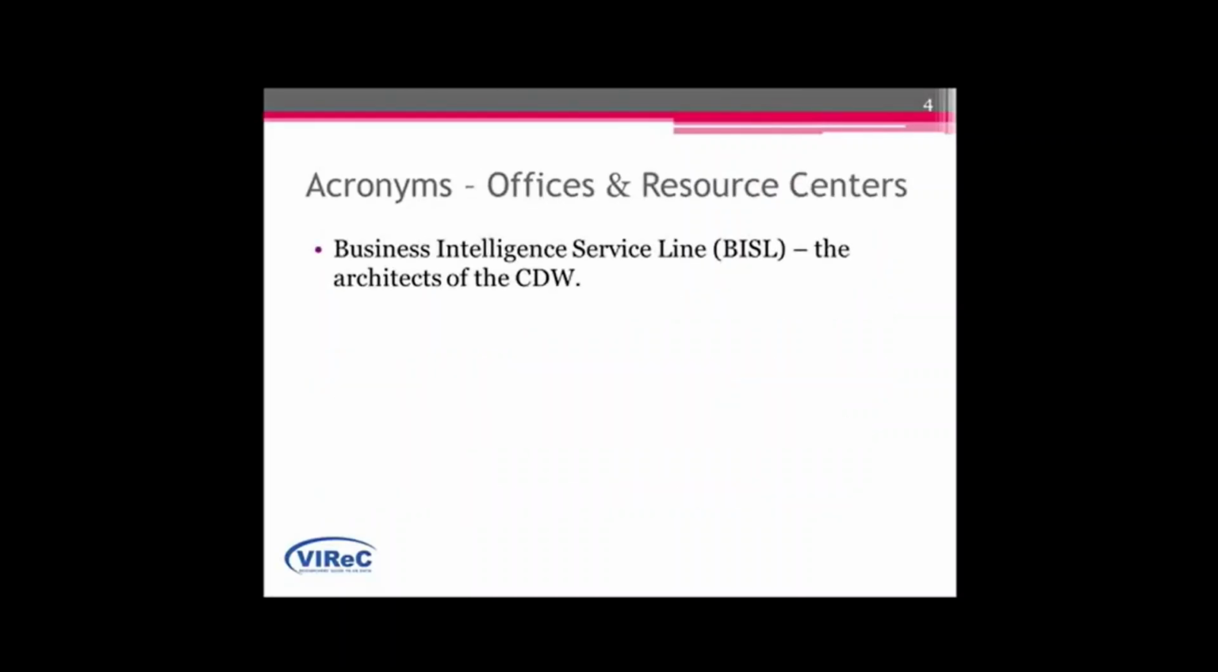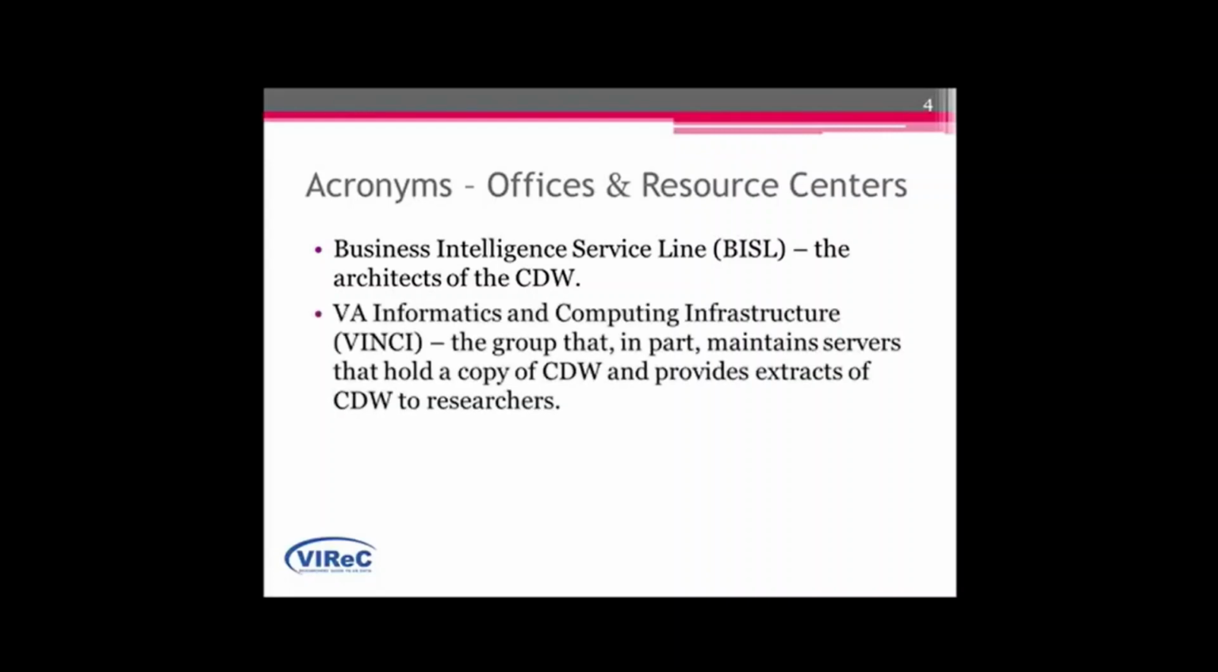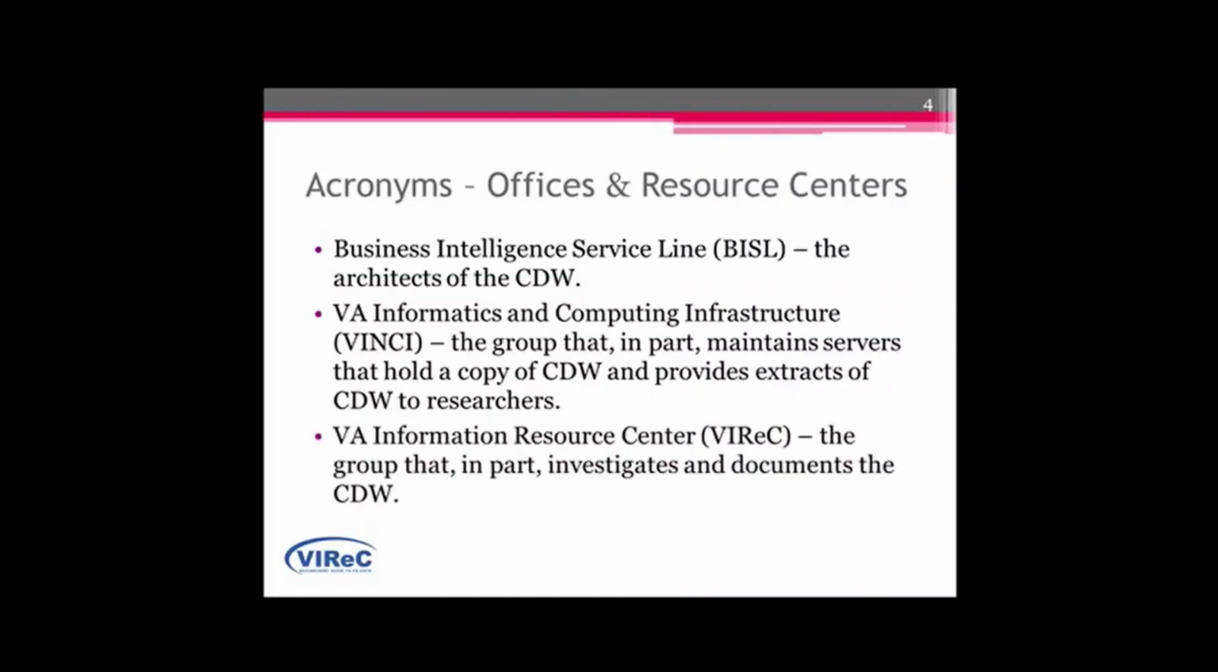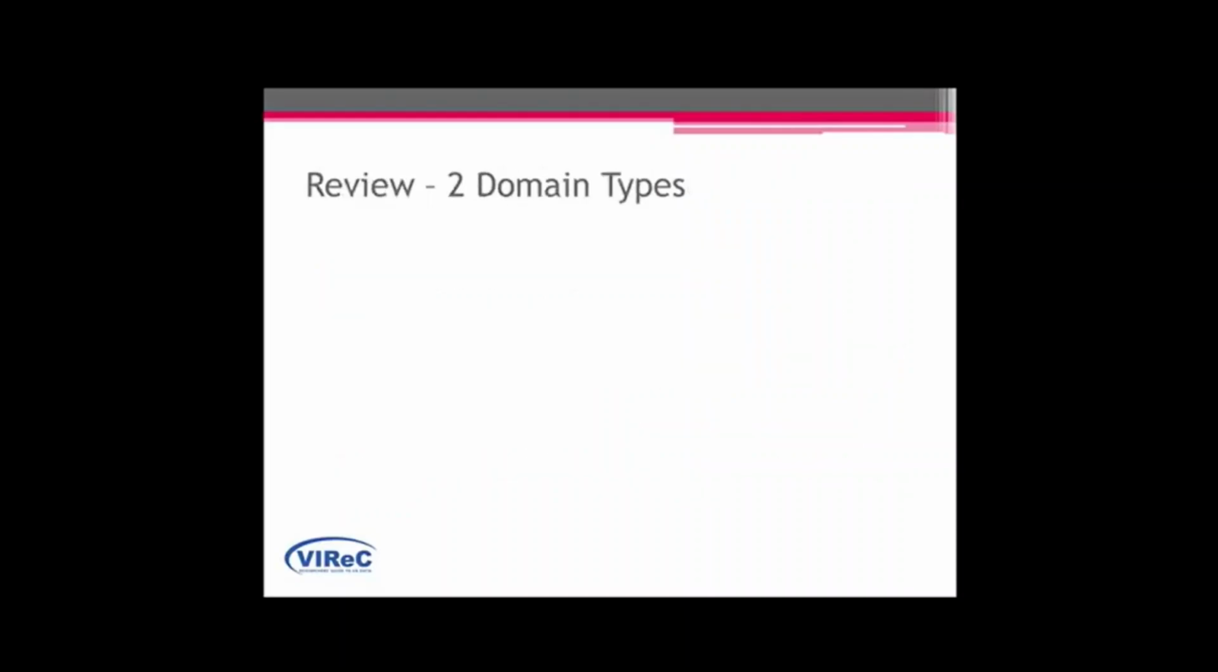A few more acronyms before we get started, having to do with the offices and the resource centers that are involved in creating the data and the documentation of the data. First is the Business Intelligence Service Line, or BISL, and this is the group of people who, among other things, architect the contents of the CDW. And then CHIR, or the VA Informatics and Computing Infrastructure group, in part maintains a set of servers that hold copies of the corporate data warehouse and provide data extracts to researchers in the HSR&D community, among other people. And finally, we here at VIReC, the VA Information Resource Center, are a group that in part investigates and documents the content of the corporate data warehouse.